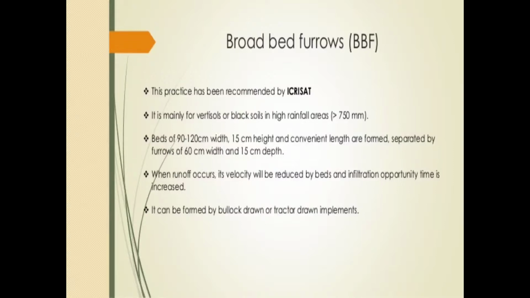Then it is mainly for fertile or black soil in high rainfall areas, that means those areas receiving rainfall of more than 750 millimeter. In those areas only this broadbed furrows method is recommended. Then beds of 90 to 120 centimeter width, 50 centimeter height and convenient length are formed. They are separated by furrows of 60 centimeter width and 15 centimeter depth. So this is the dimension of the broad bed and furrows.